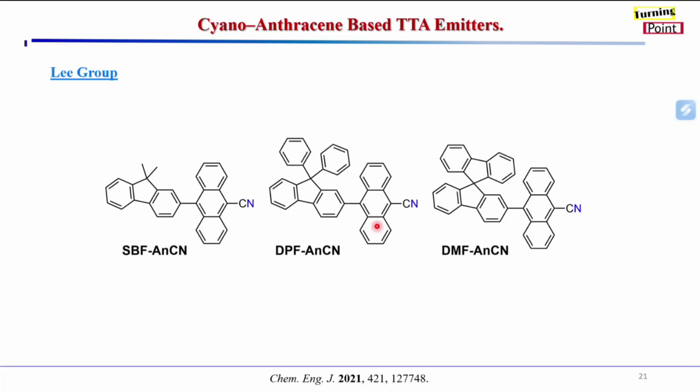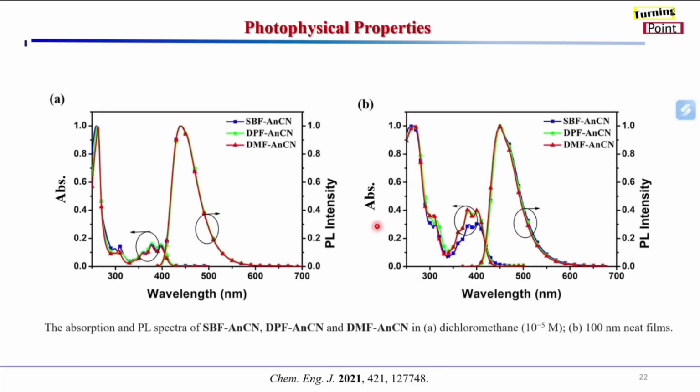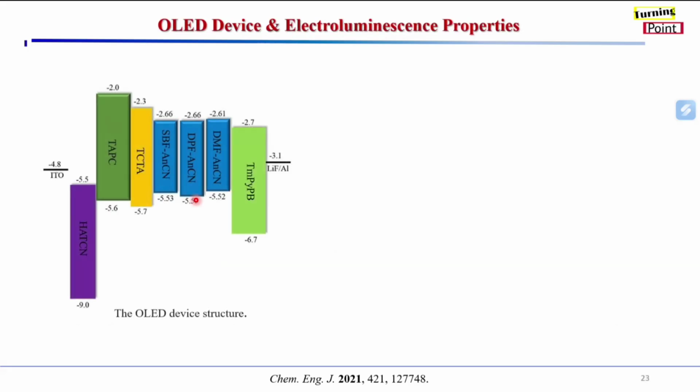Therefore, the Li group synthesized these three cyanoanthracene based sterically hindered molecules. After that, they studied their photophysical properties and got high luminescence deep blue emissions in DCM at around 440 nanometer. But in solid state, the emissions were redshifted to around 450 nanometer.